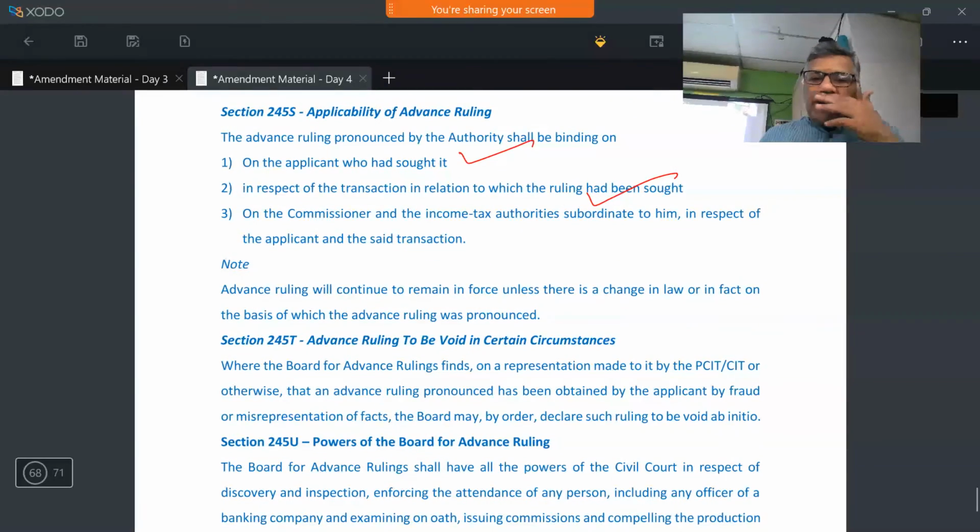When it will be void, it is the same. Where you have got the ruling by misrepresentation of fact, by fraud or misrepresentation of fact in the application, then it is void ab initio.